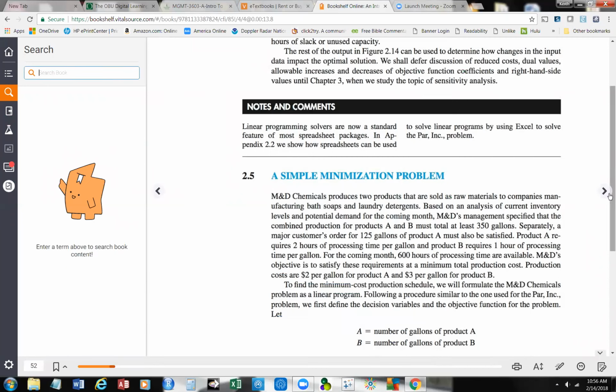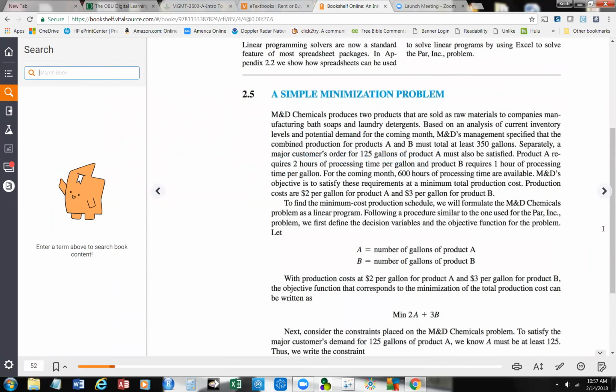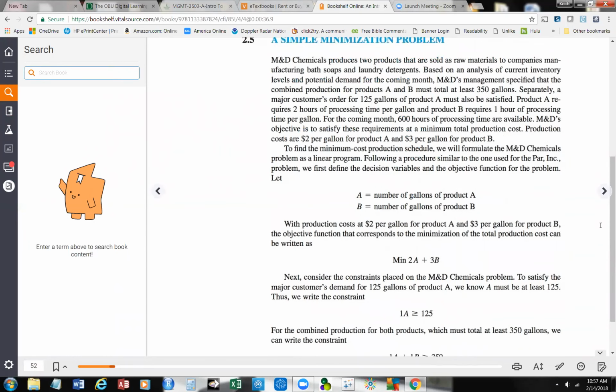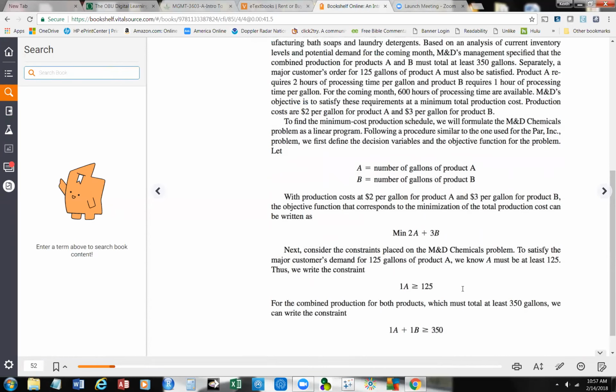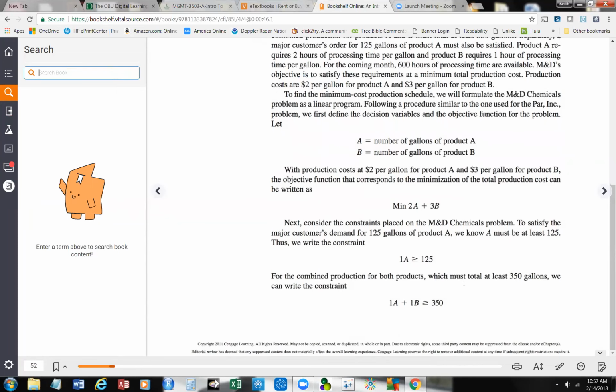And as the authors talk about, this is a simple, what they call minimization problem. These folks make products for bath soaps and laundry detergents, and as we scroll down here, we're going to see the decision variables, and then they walk us through the objective function. Here are the two decision variables. Here's the objective function, and then we see the constraints that are built in.